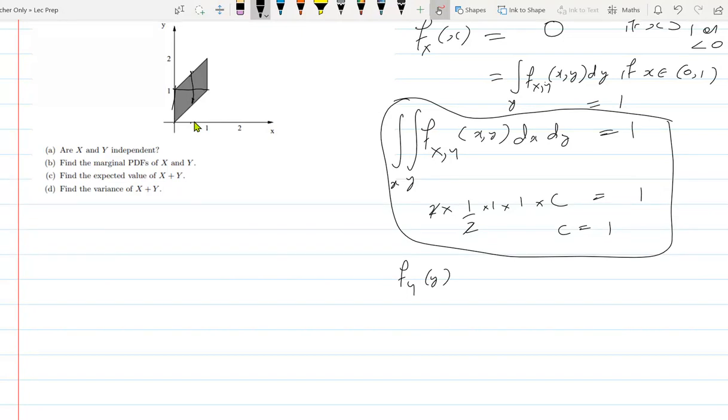Yes, sir. So you take any value of x and see how much of the shaded region it is. The shaded region is a unit length interval, so it is independent of x. If you take any x in 0 to 1, the amount of mass in that line is the same. So the interesting part is the y part. What is the marginal on y?